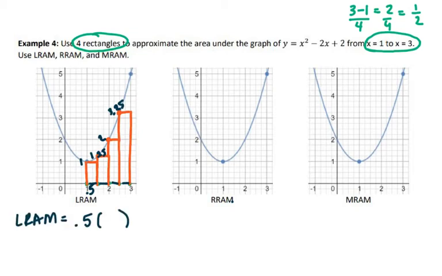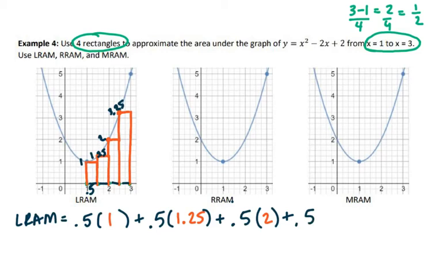So to find this left rectangular approximation, my base of my rectangle is 0.5 and the height is 1 for the first rectangle. Then I have a base of 0.5 again times a height of 1.25. And I think you guys have a table on your notes for these calculations. Then again, same base, and the height of this one would be 2. And then same base times a height of 3.25.